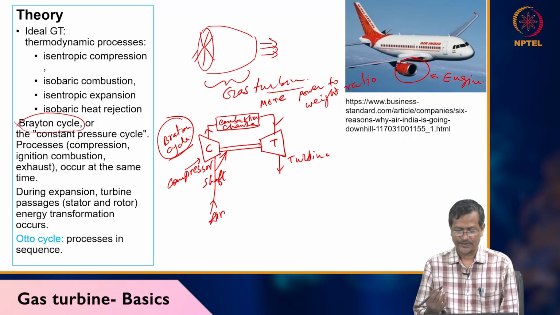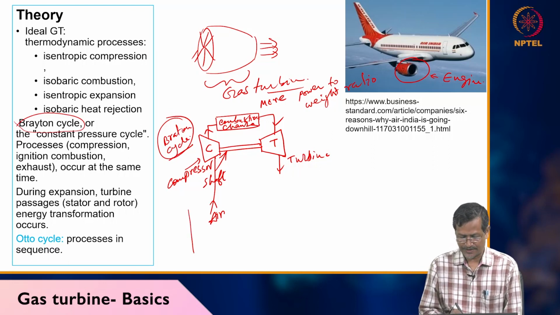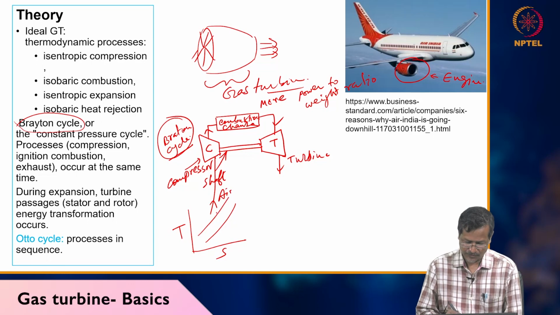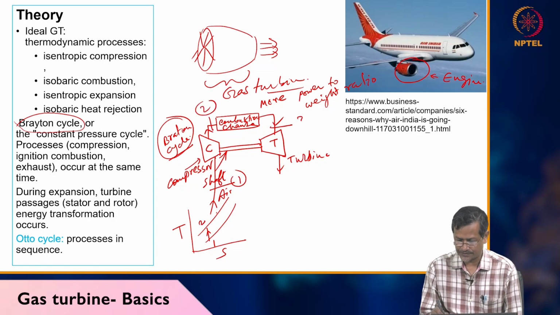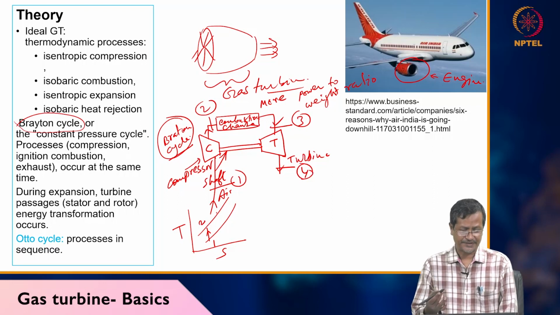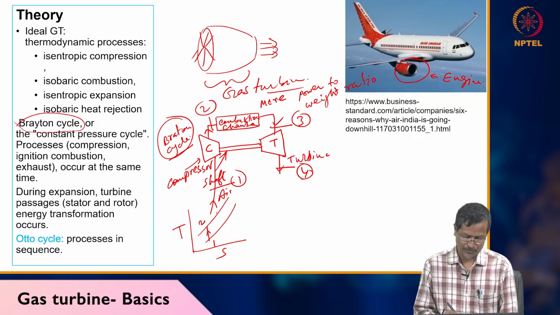Okay, so the Brayton cycle will have isentropic compression. Here you have to draw one TS diagram. Compression isentropic, 1 to 2: here 1, here 2, here 3, here 4. Okay, 1 to 2 compression is happening. In the TS diagram, the vertical line from 1 to 2 shows isentropic compression.